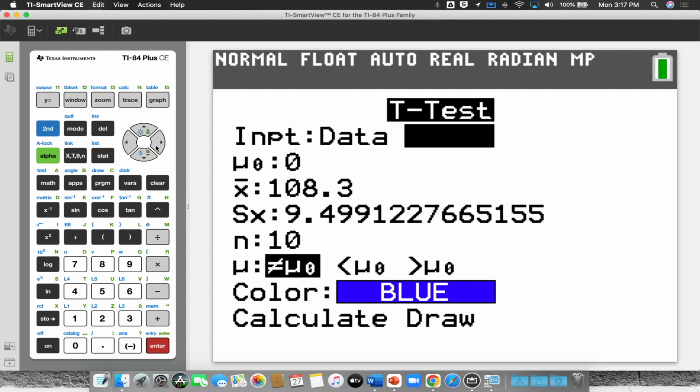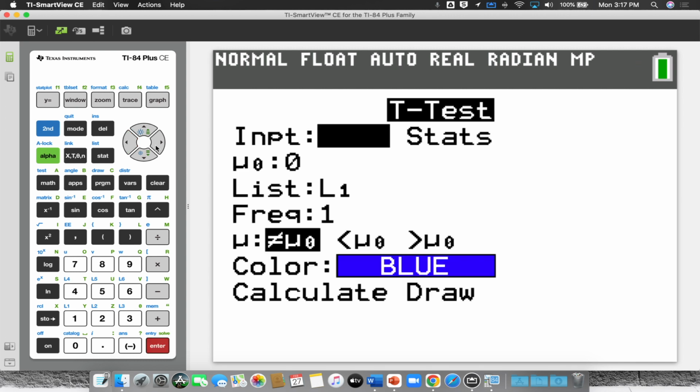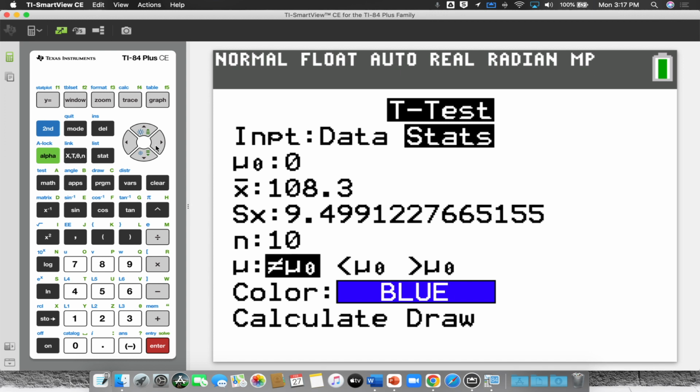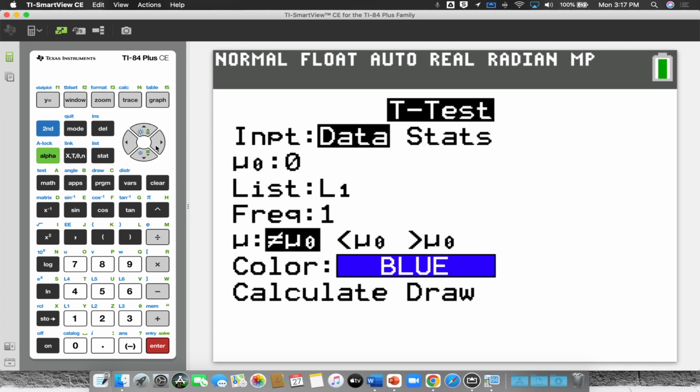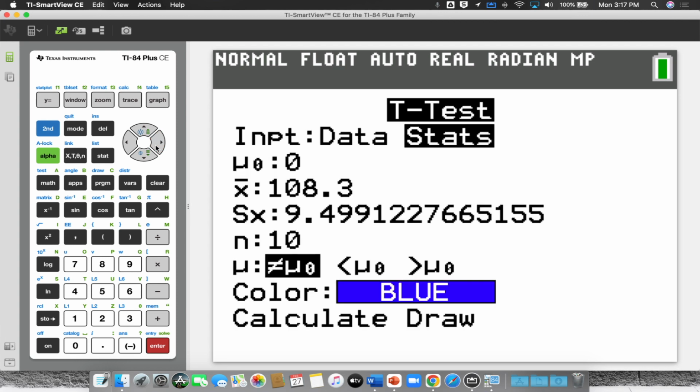We have 2 options, data or statistics. Remember, data is when I have the numbers in L1 or L2 or L3. Statistics means I don't have the exact numbers, but I know the mean and the standard deviation of them. So we can use either of these. I always use data when I actually have the data. It's in L1 for a reason. Do you have to use data? No, you could use statistics and just plug in the standard deviation and the mean.